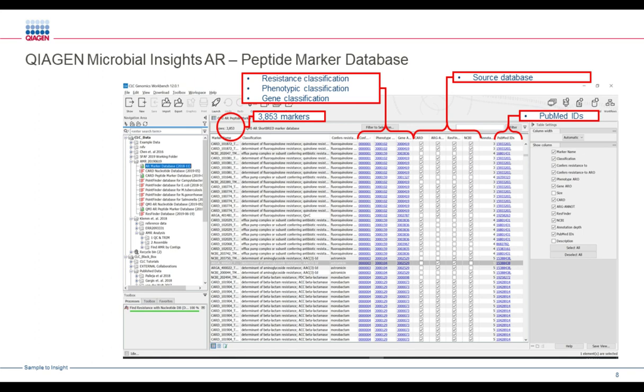We include the resistance, phenotypic, and gene classification for every entry in the database, as well as live links, which if clicked in blue here, they would actually take you to EBI's website, and you would be able to explore additional details about the antibiotic resistance ontology data associated with each marker. We also include an attribution to the source database so that you can see where a marker originated from, as well as links to the original PubMed references that are supporting each of the entries into this database.